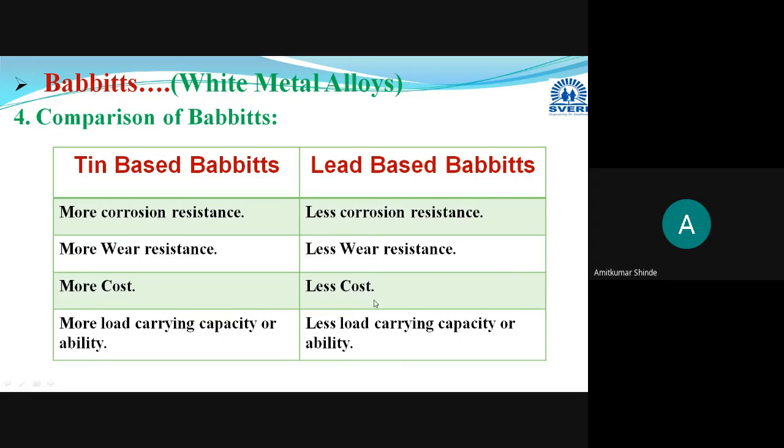This can be used for practical purposes, but as far as the comparison is concerned, tin based Babbitts show the better characteristics or properties required for the bearing material, but with higher cost. More corrosion resistance, more wear resistance, more load carrying capacity, but costlier. Lead based Babbitt, in comparison with tin based Babbitt, has less wear resistance, less corrosion resistance and less load carrying capacity, and its cost is very low as compared to tin based Babbitts.